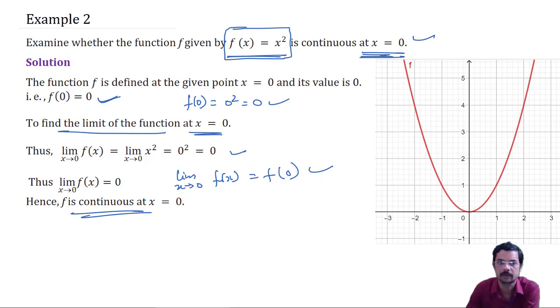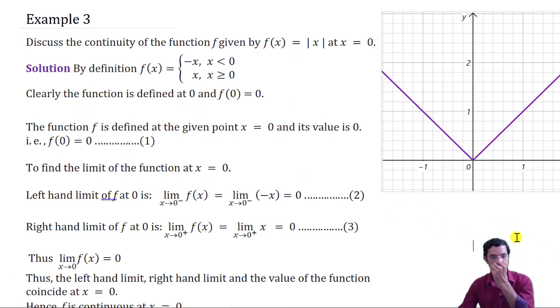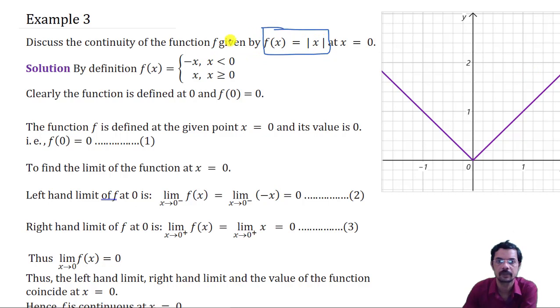Now we shall do example 3. Look at example 3. Here what we have is the modulus function. The modulus function appears to be broken. This is the actual definition of the modulus function.